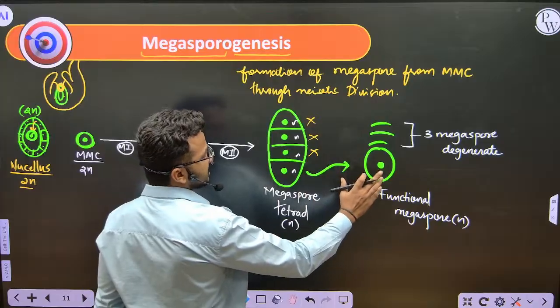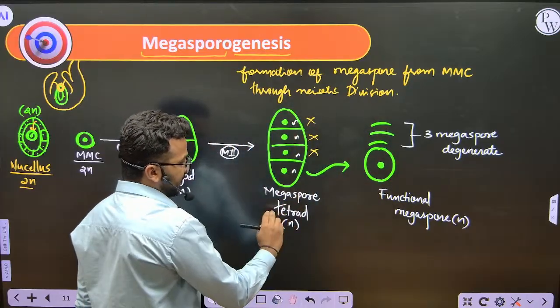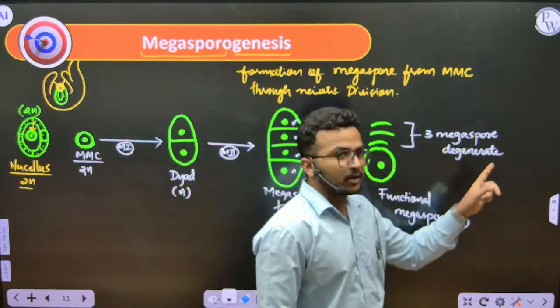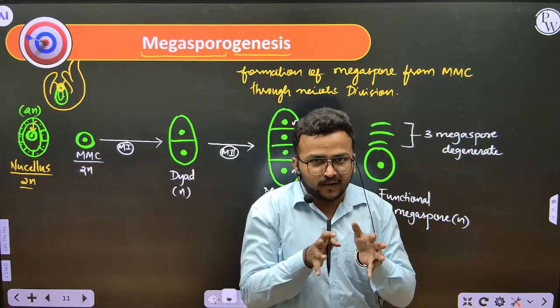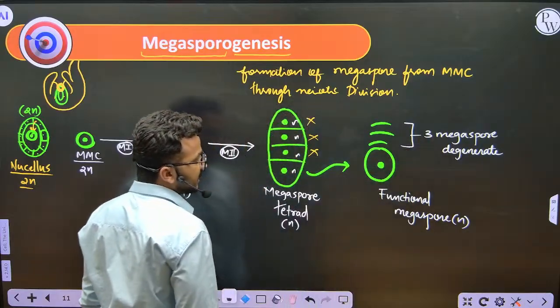The only change taking place here is that 3 out of 4 megaspores are getting degenerated. Degenerate is nothing but the cell will dissolve, it will be destroyed, and its molecules will be dissolved. That is, 3 megaspores degenerate.